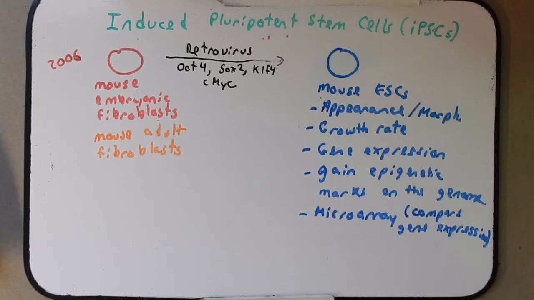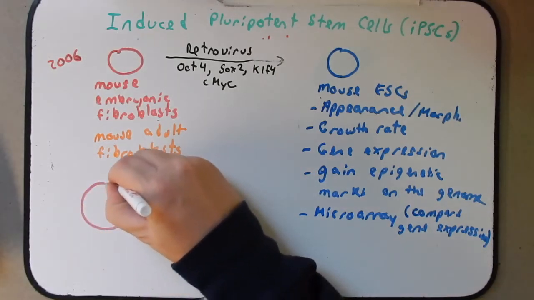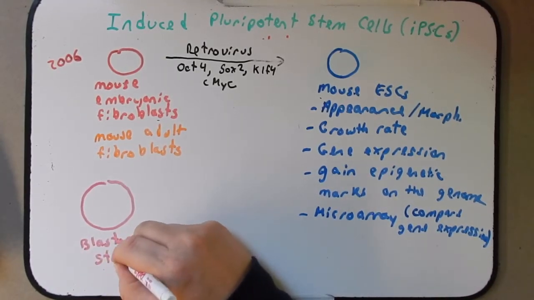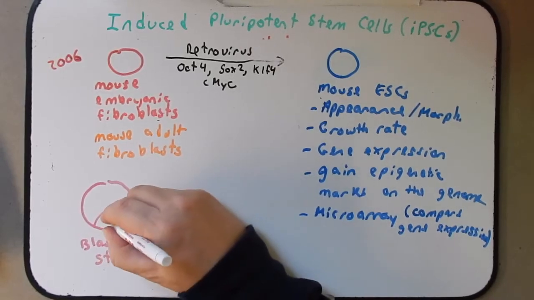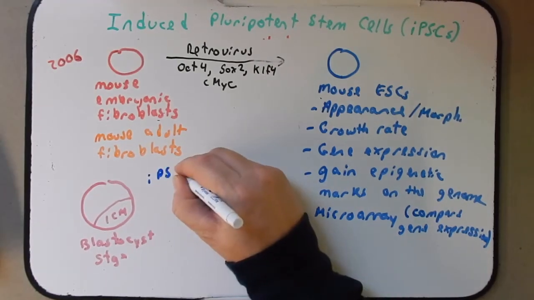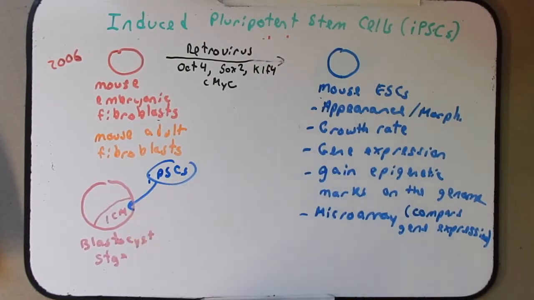However, when they took these cells, kind of in a classic experiment, they would take a blastocyst stage shown here. Remember, it has that inner cell mass, which will go on to form the embryo. And what they would do here is they would add iPSCs to the inner cell mass.